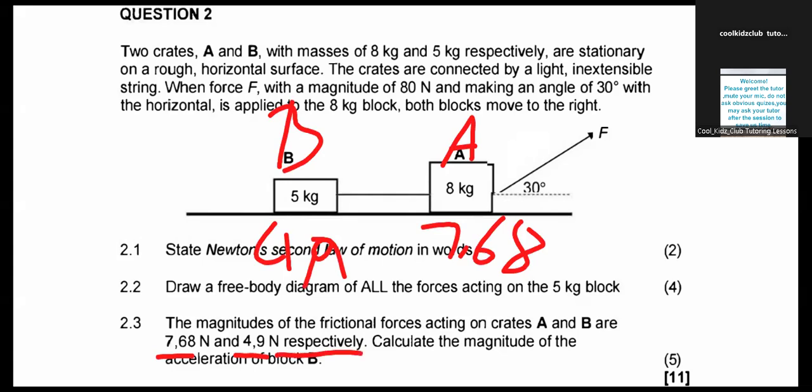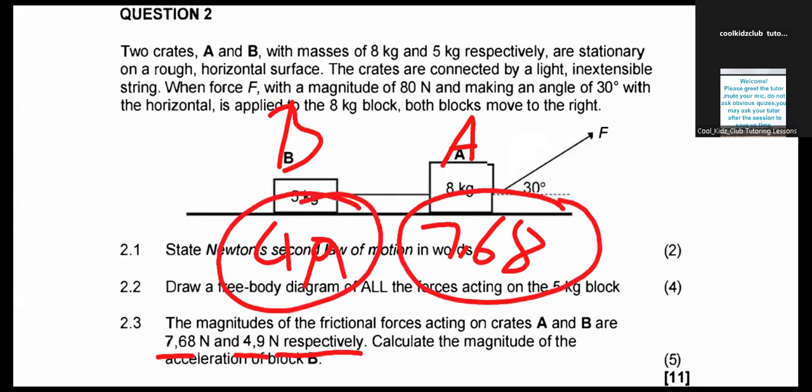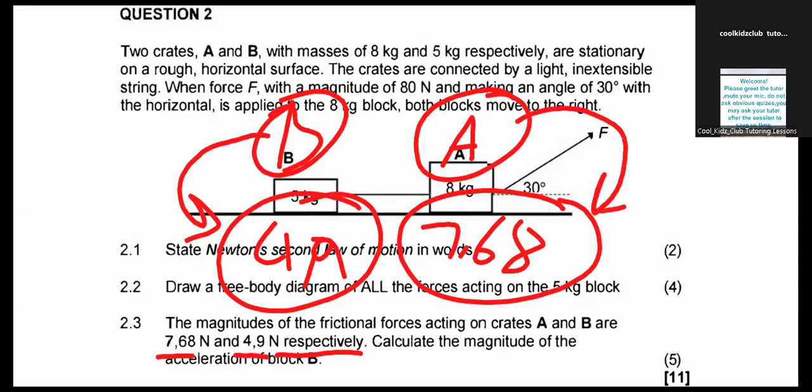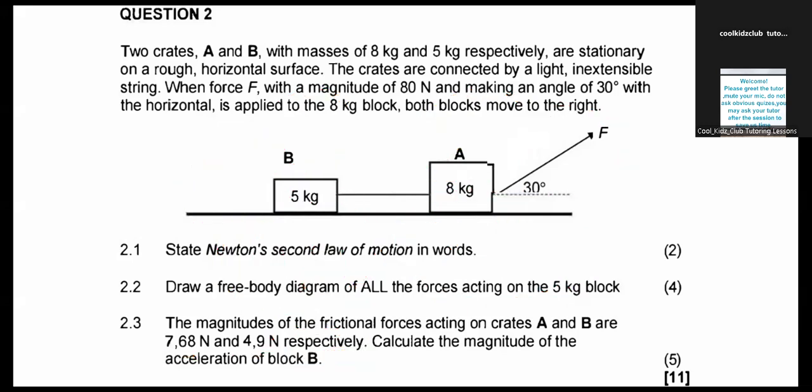I just hope that is the right way. Ngokulandelana. Then in Sepedi it is ka go latelana. So you should start with the 7.68 and the 4.9. They can't specifically say the B block had a friction force of 4.9 and the A has the friction force of 7.68. They are just doing this to reduce the length of the sentence. Okay, so be careful. Be careful.